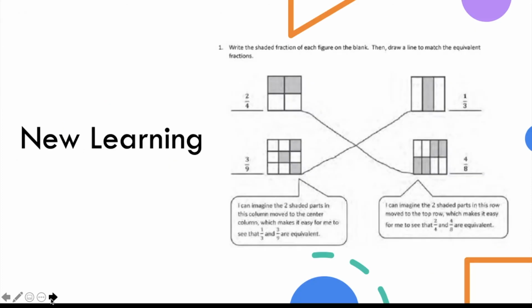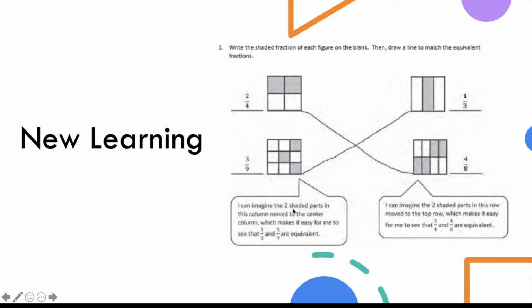All right, let's move it along. Here's our new learning for this week. We are still talking about fractions. I know that yesterday with Miss Fifield, you looked at equivalent fractions on a number line. Today we're going to look at them with models. So they have this cool thing and they matched the fractions that were equal. Let's see what their thinking was for how they knew which fractions were equal.